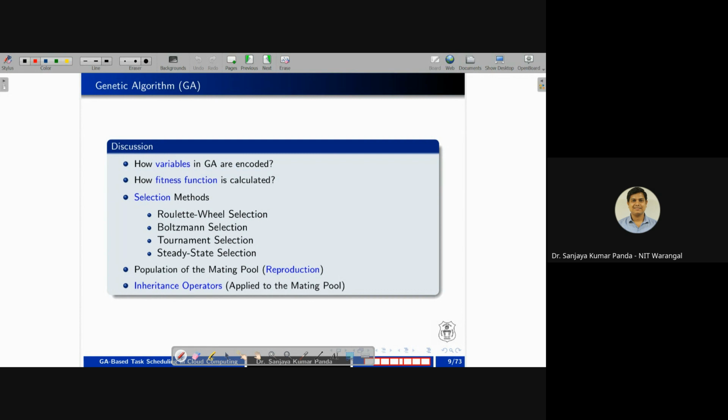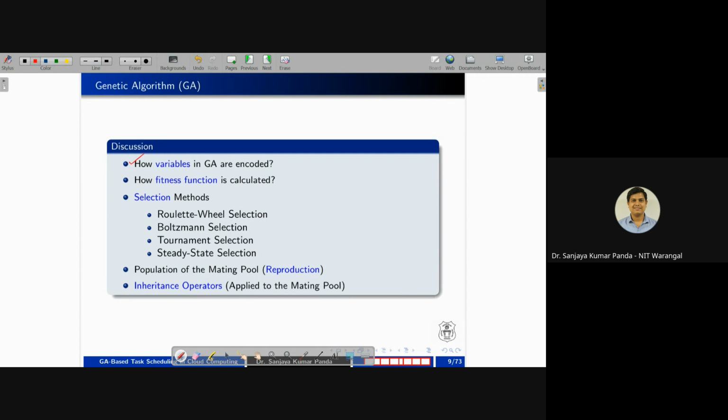So the first important question arises here: how are variables in genetic algorithm encoded? How to encode our problem with genetic algorithm? That I'll tell you while I discuss the task scheduling problem. I'll show you how to carry out the encoding process. The second question: how is the fitness function calculated? Suppose you have 5 solutions. You need to know which solution is more fit, or better. So for that we calculate a fitness value by using some particular function.